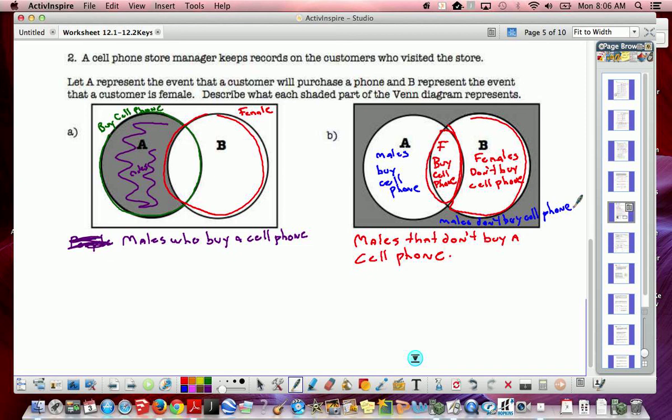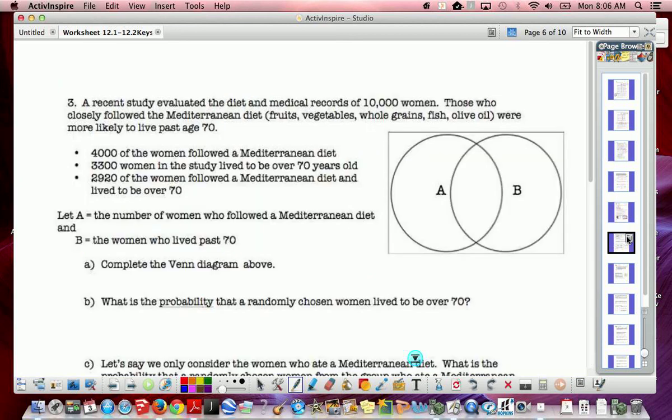All right, let's move on to page number 2. Okay, just more practice with this. It says, a recent study evaluated the diet and medical records of 10,000 women. Those who closely followed the Mediterranean diet, fruits, vegetables, whole grains, fish, olive oil, were more likely to live past age 70. It said 4,000 of the women followed the Mediterranean diet. 3,300 of the women in the study lived over 70 years of age.